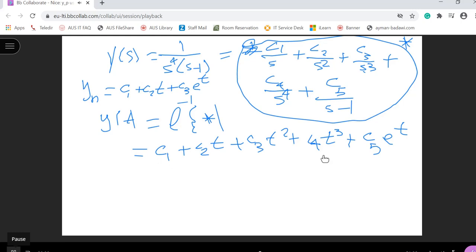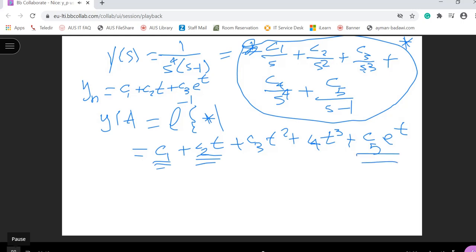Because where is your homogeneous here? And the remaining one will be the general form of your y particular. Like by staring, only staring, no calculation, stare. I'm staring. So this, definitely this, and this.